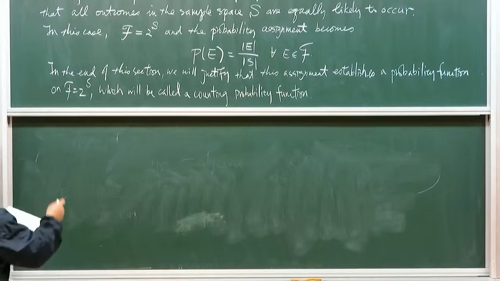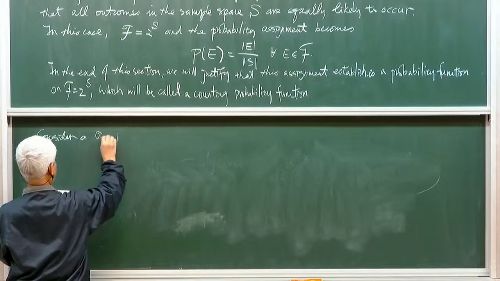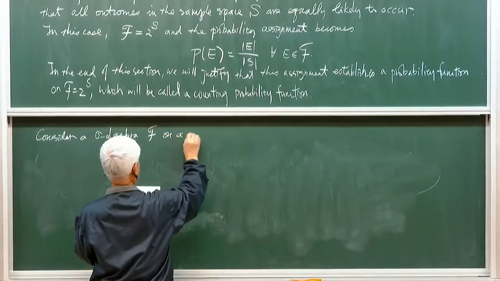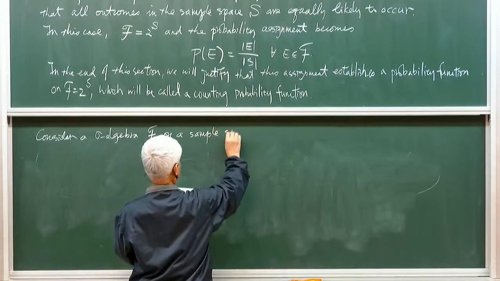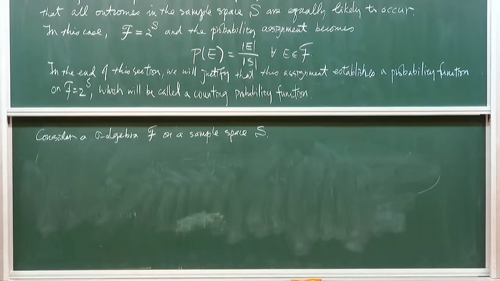Right, so we will consider a sigma algebra F on a sample space. The sample space is general, so it's not necessarily countable. Maybe it's uncountable, like the experiment where we want to measure the lifetime of a light bulb manufactured in a factory. And the sigma algebra can be arbitrary.